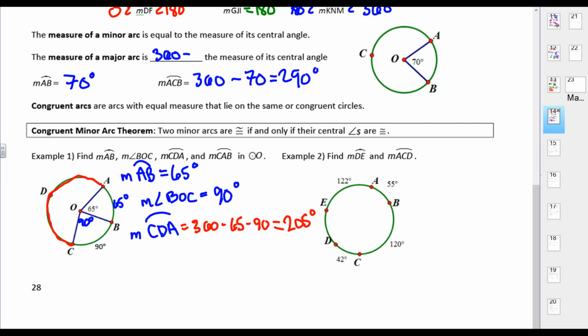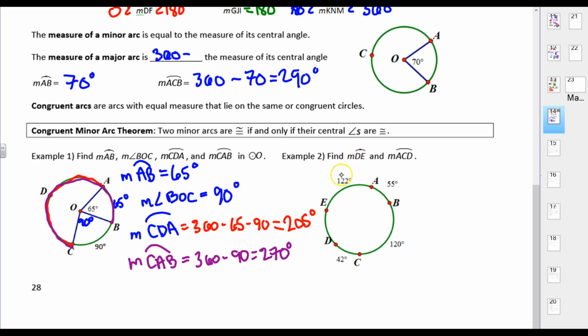And then let me do this in purple. The measure of arc CAB, well, I'm going from C around to A and then to B. That's everything except the 90 degree angle in that circle. So it'd be 360 minus 90, which is 270 degrees.